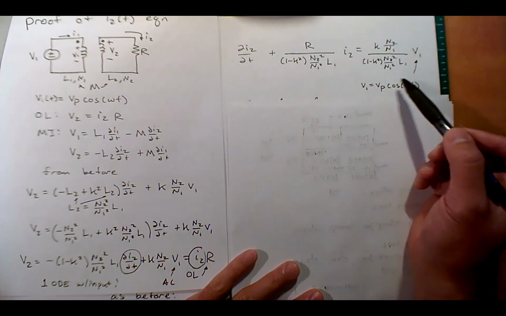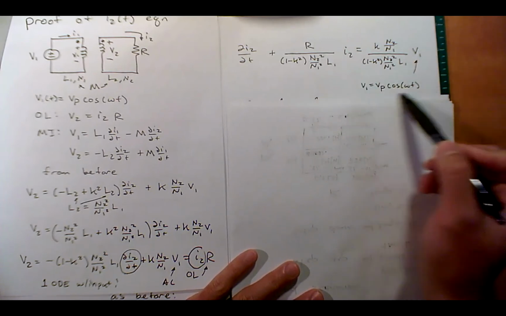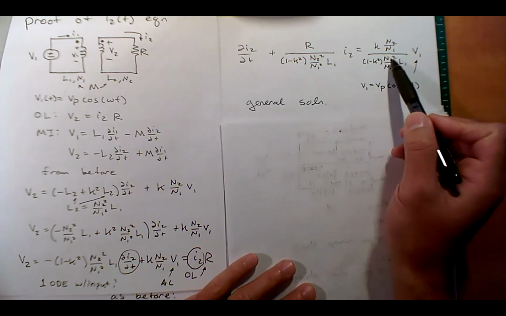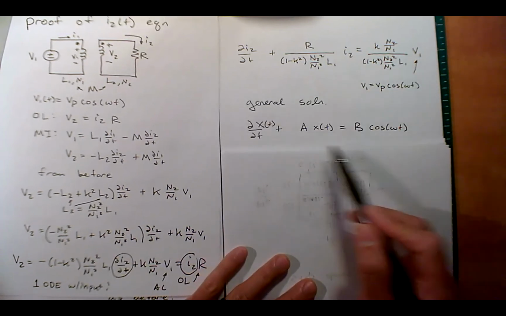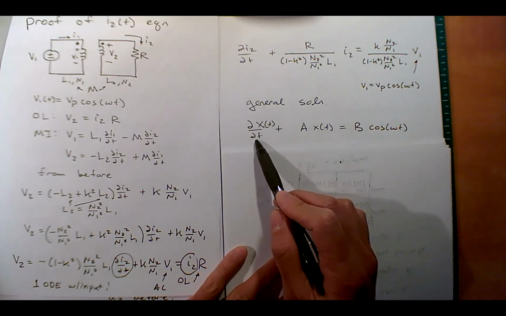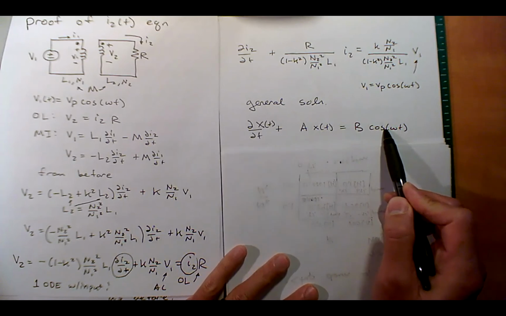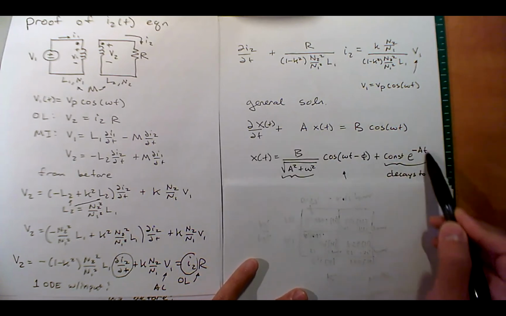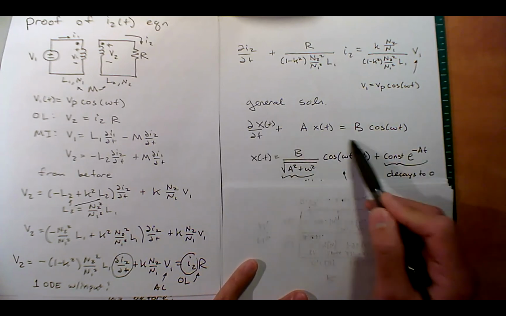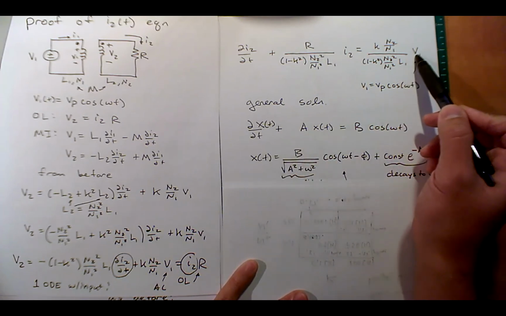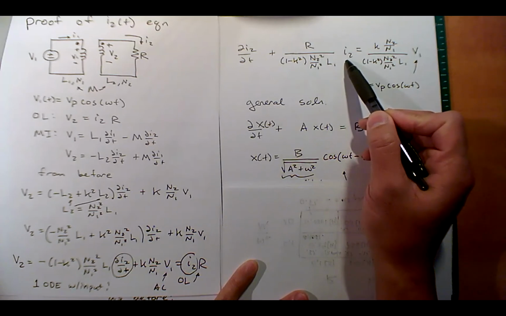Not the case in this scenario because we have an oscillatory voltage input. And so in this case, here's what the general solution would be. Instead of dx/dt plus a x(t) equals b cosine omega t, instead of something like e to the minus t, you also have this. You have an oscillatory component, because if this is oscillatory, this will also be oscillatory.